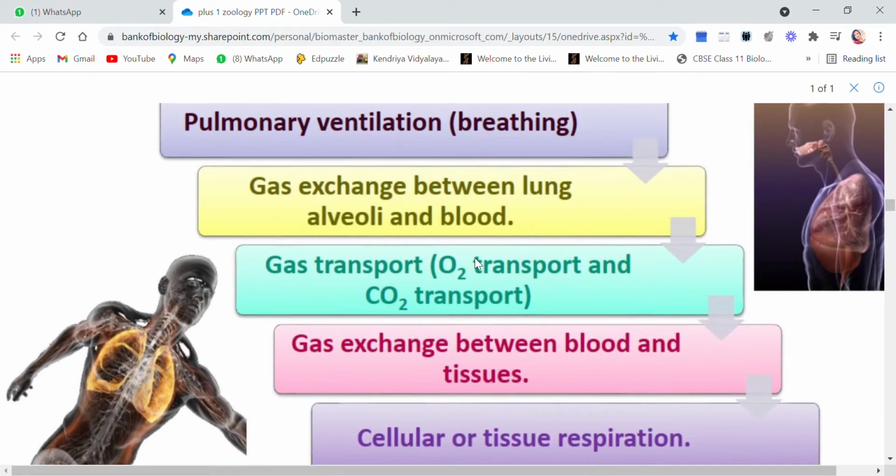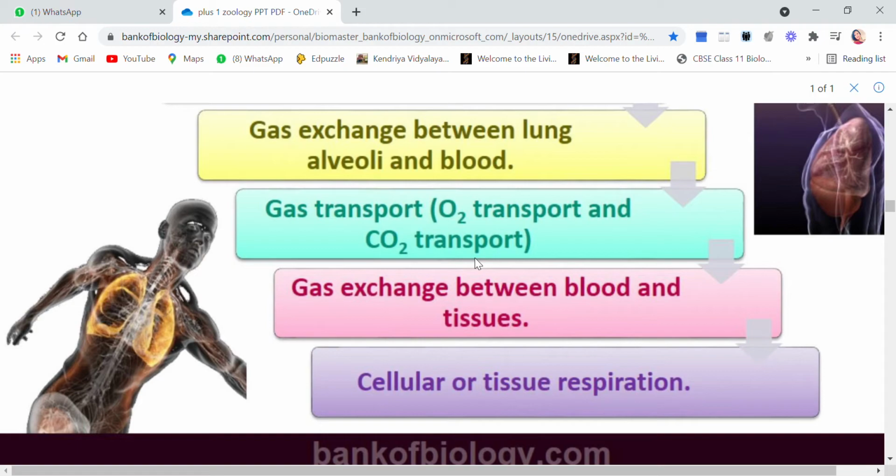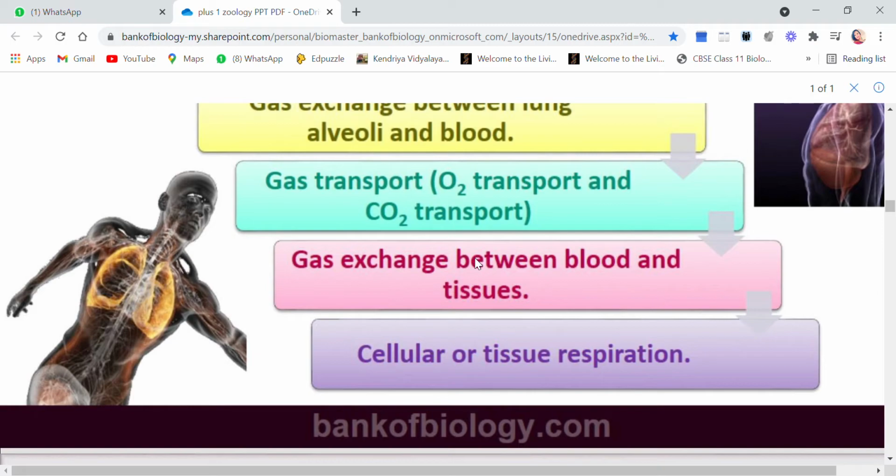After that, gas exchange between lung, alveoli, and blood. Then gas transport, that is oxygen will be transported and carbon dioxide will also be transported in opposite directions. After that, gas exchange between blood and tissues, and then comes the cellular or tissue respiration. So all these steps will be done in detail in the upcoming videos.